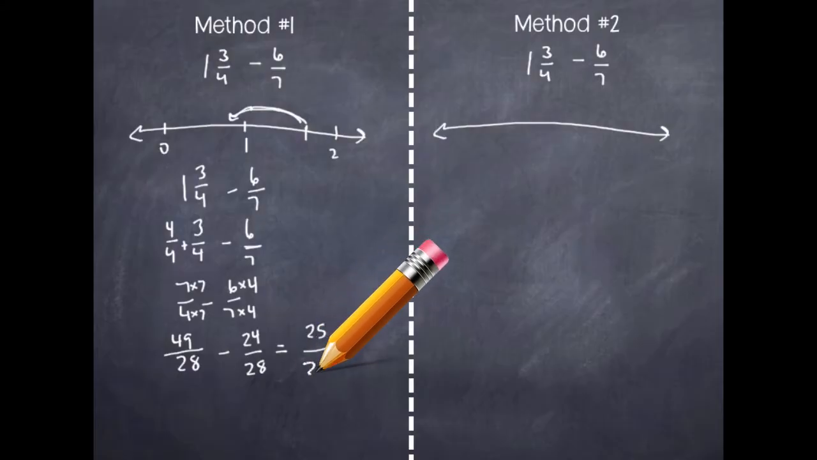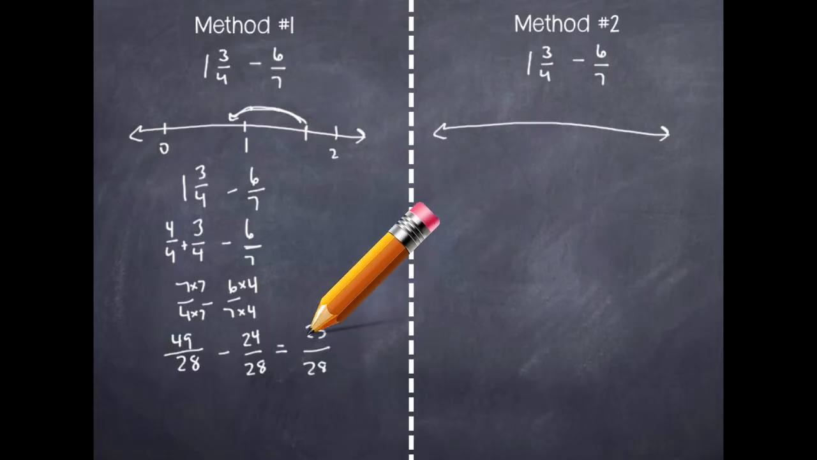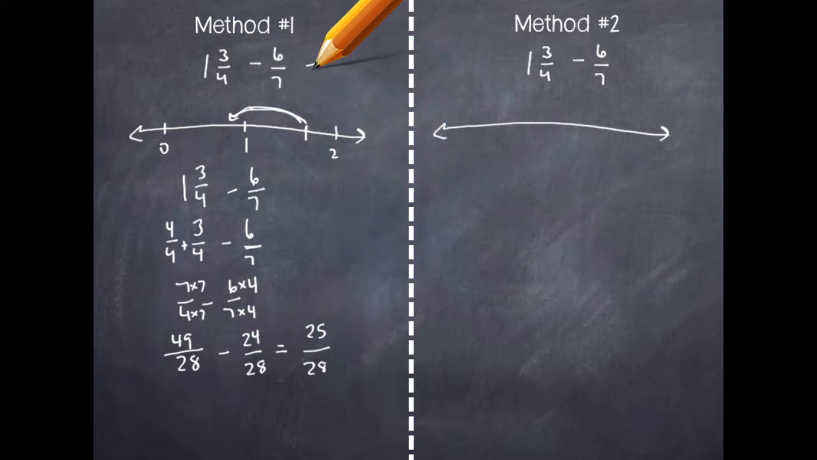25 28ths. There we go. I can't reduce that. There's not a number that I can divide both of these numbers by. I can't make it any smaller, so there we go. That's my answer. So 1 3/4 minus 6/7 is going to be 25 28ths.